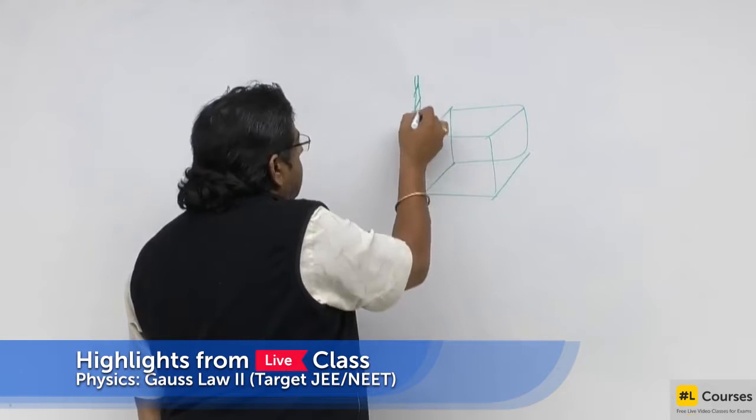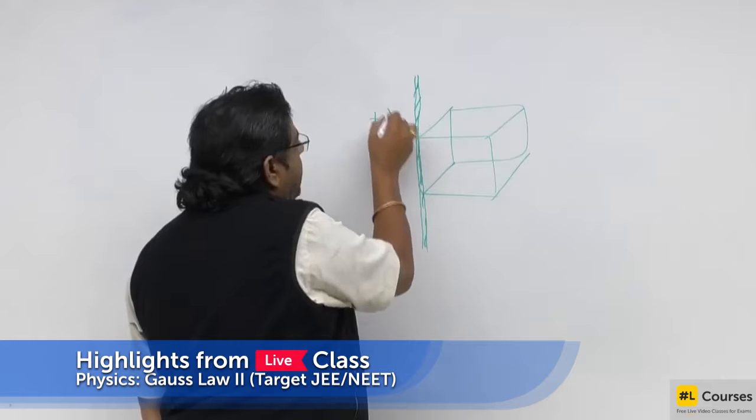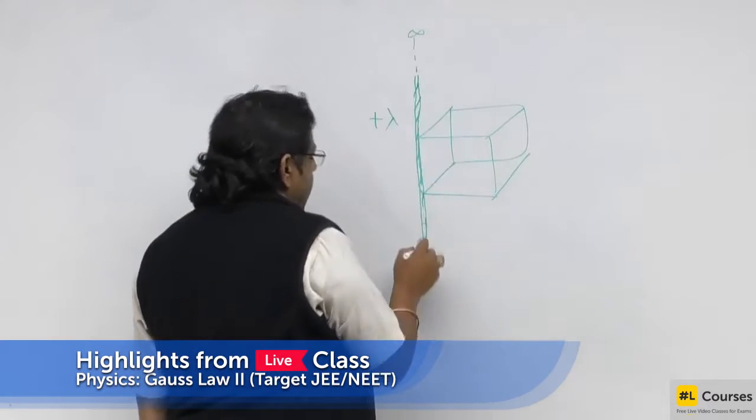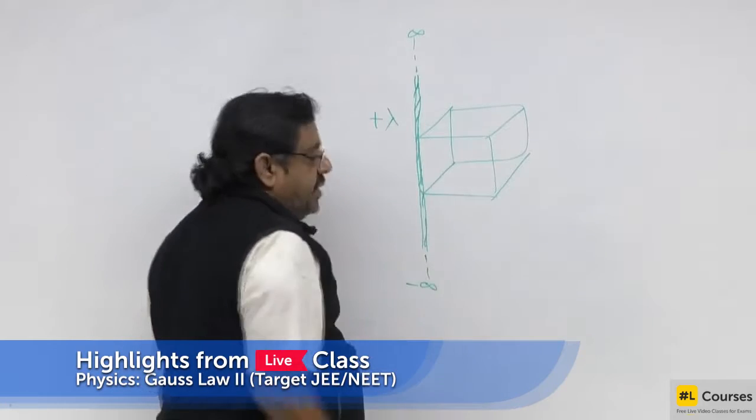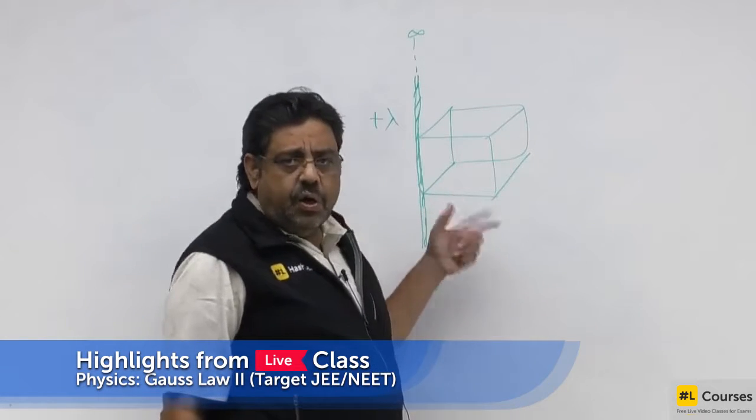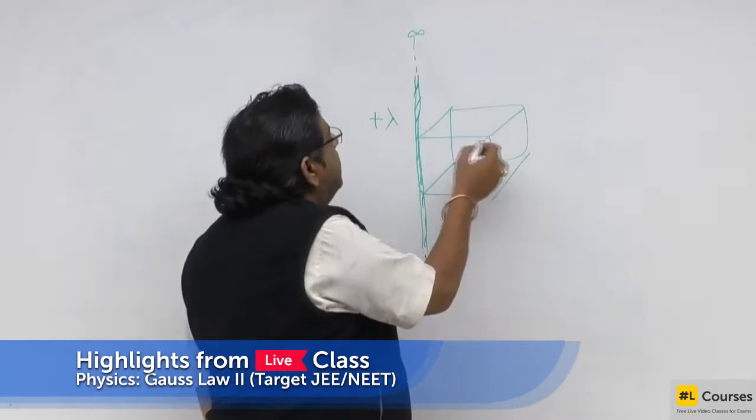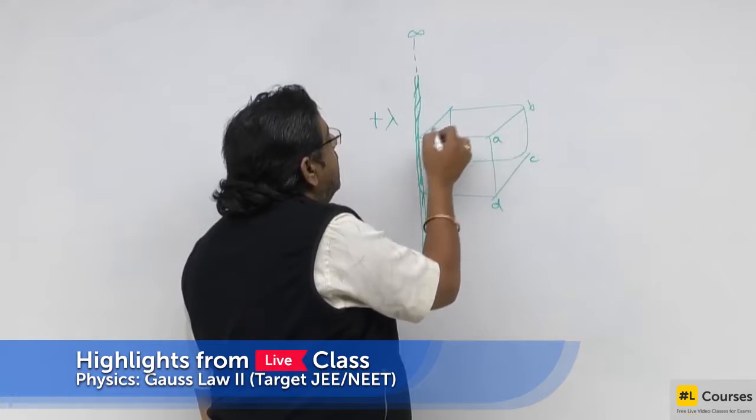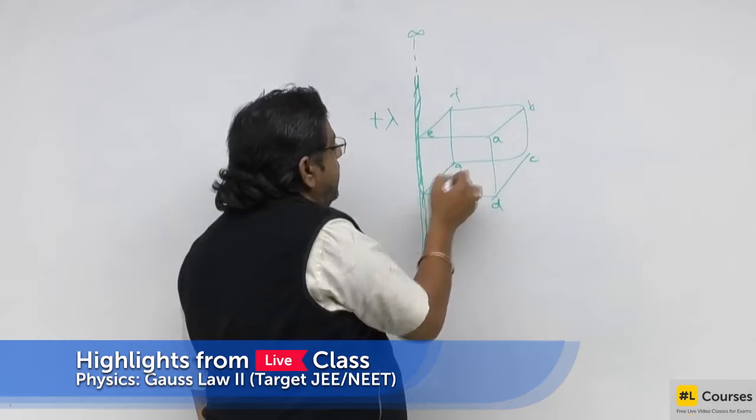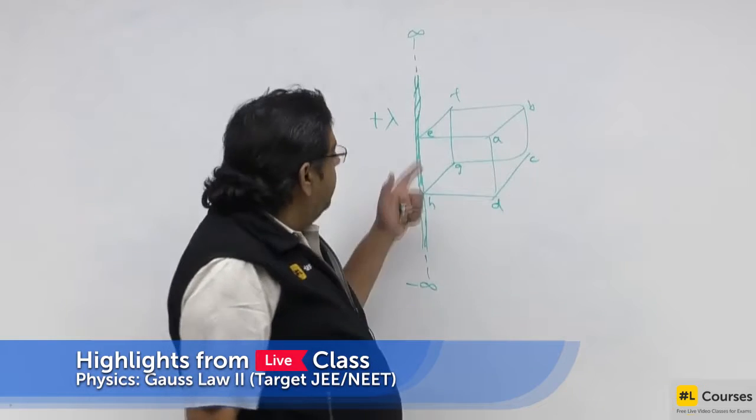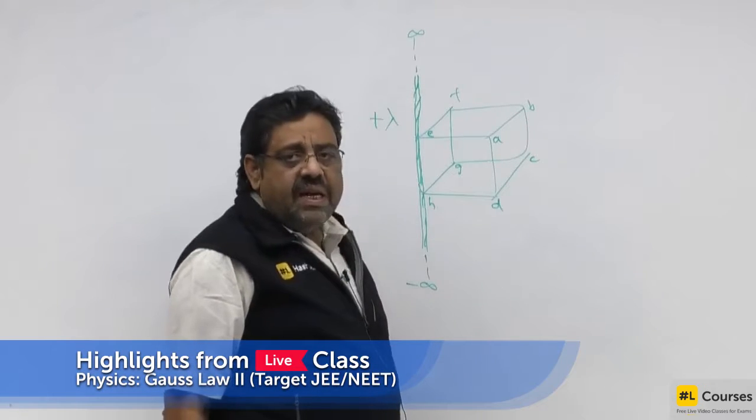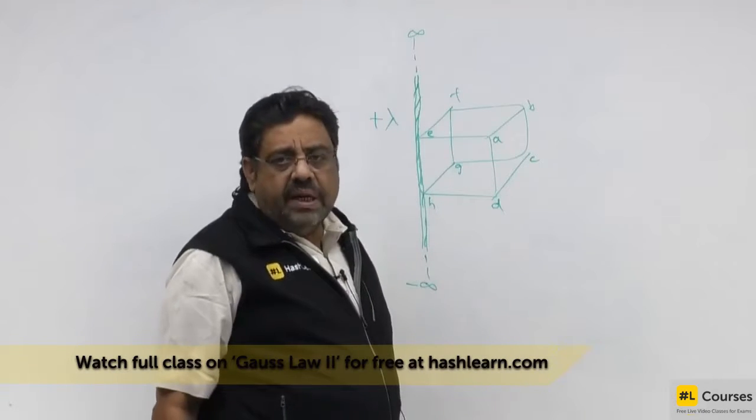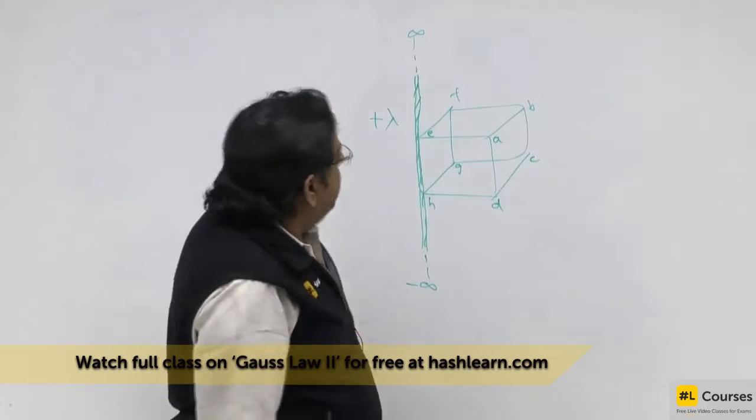A thin wire of uniform linear charge density lambda is present touching one of the sides of the cube. Look here, this is A, B, C, D, E, F, G, H. So it is coinciding with the side E, H. What is the question? What is the electric flux through each face of the cube?